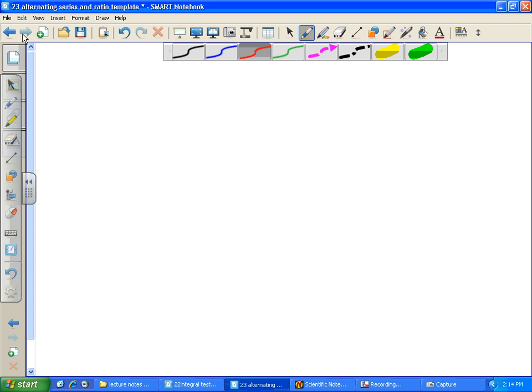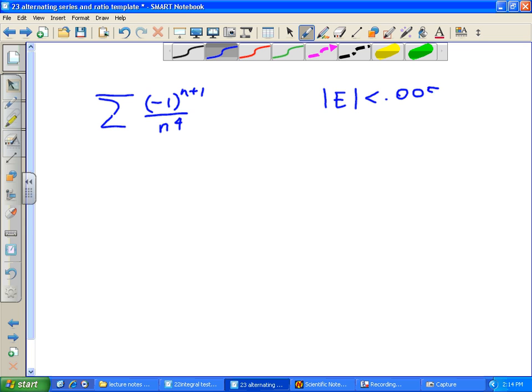Same question. If you like, take this one home, since I seem to be running out of time. Same question, but just write this one. Divide by n to the 4. The question is, how many terms should you add so that the error is less than 0.005?